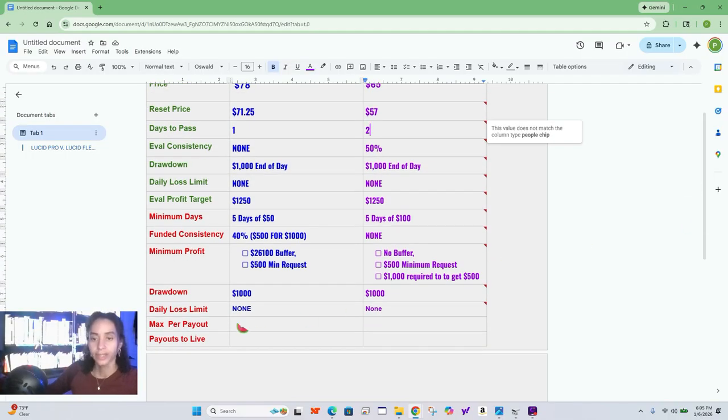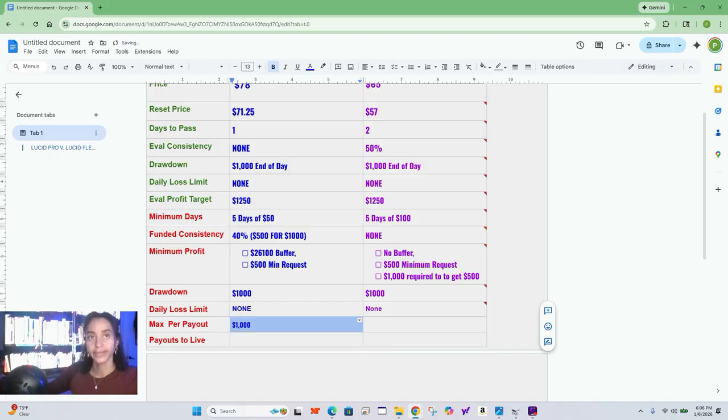All right, max per payout. So the max per payout for the pro account is $1,000, and that's every payout that you take on this account is limited to $1,000. It does not scale, and that is the same for the flex account.